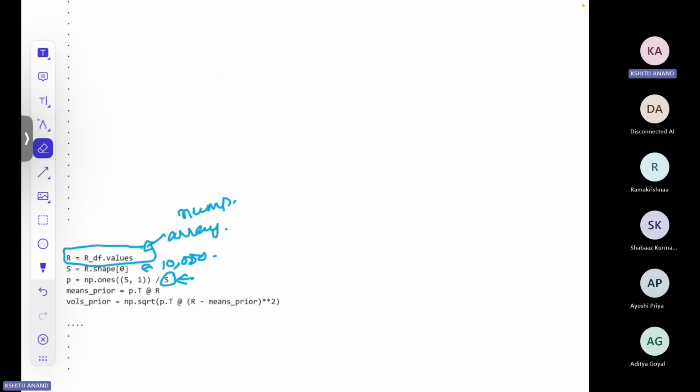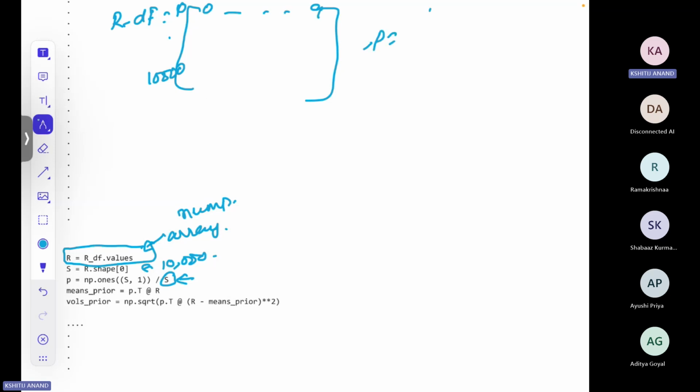Got it, everyone? So RDF, you know what is RDF? RDF was basically having 10,000 different scenarios and basically 10 different assets. And P is basically the probability. Here they are taking equal probability for all the events. So basically you are having 10,000 different scenarios, right? So the probability of the first scenario to happen is 1 by 10,000. So here they are taking equal probability for everything. Got it? Basically they have divided by S over here, right? So this is the P matrix for you. Got it, everyone?